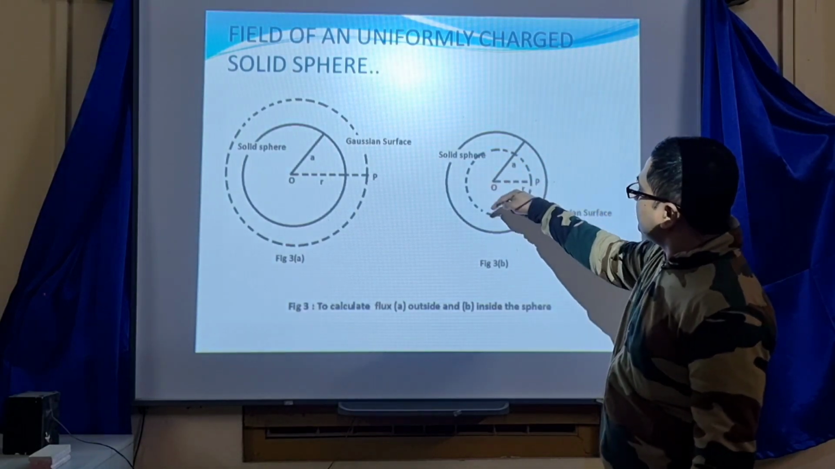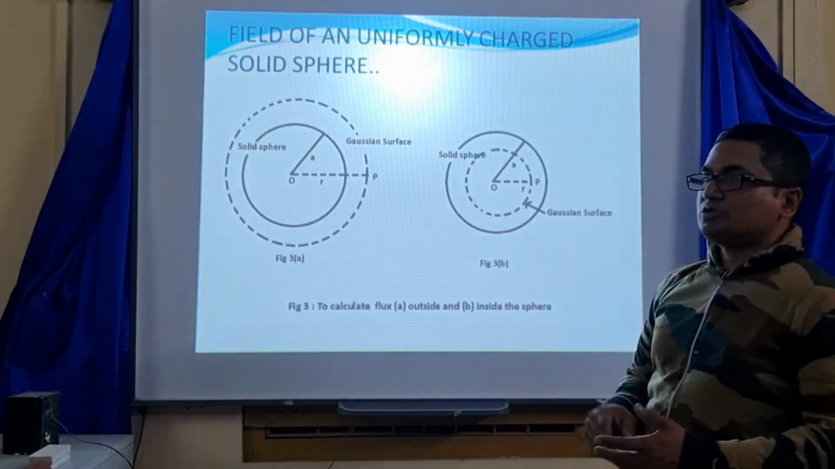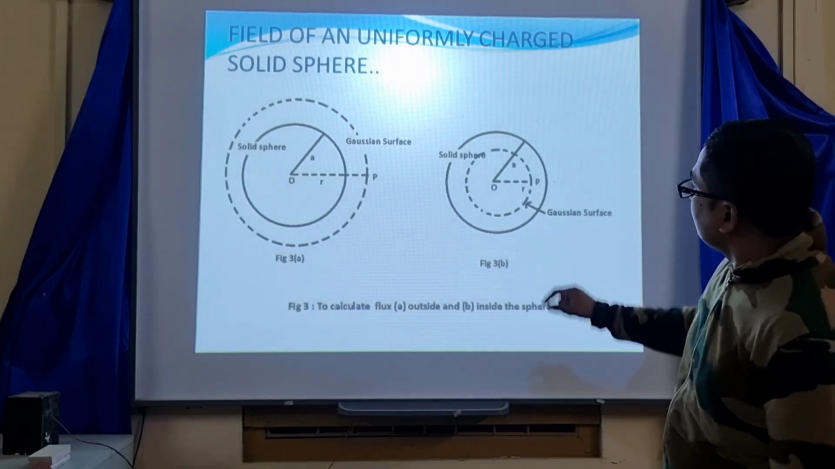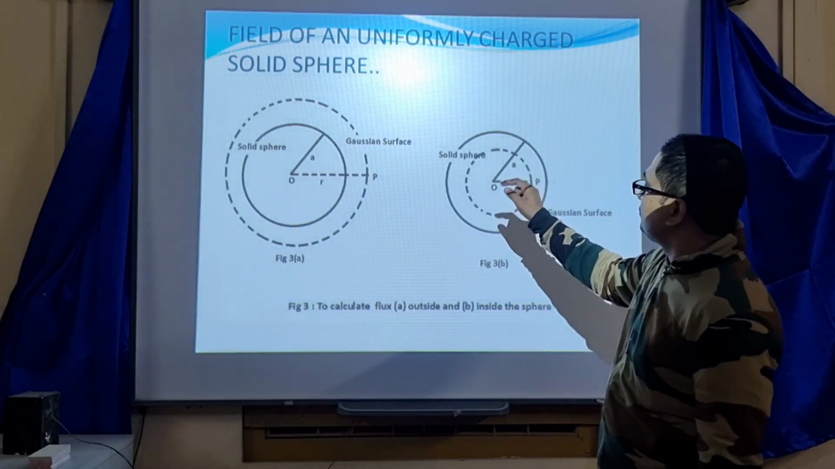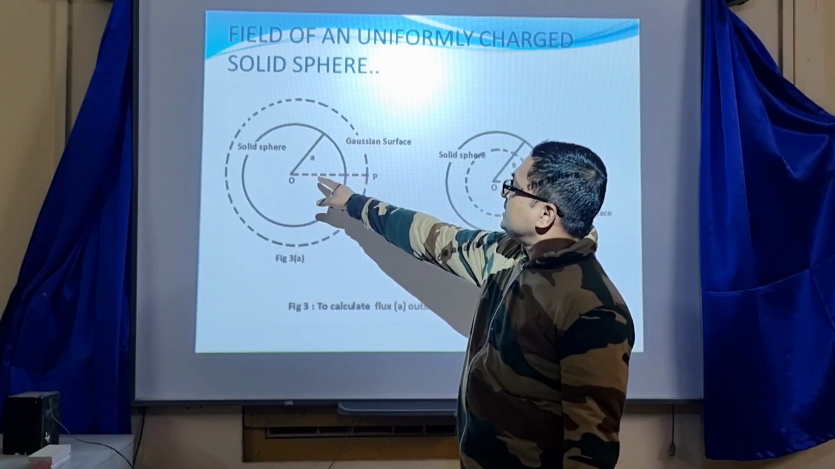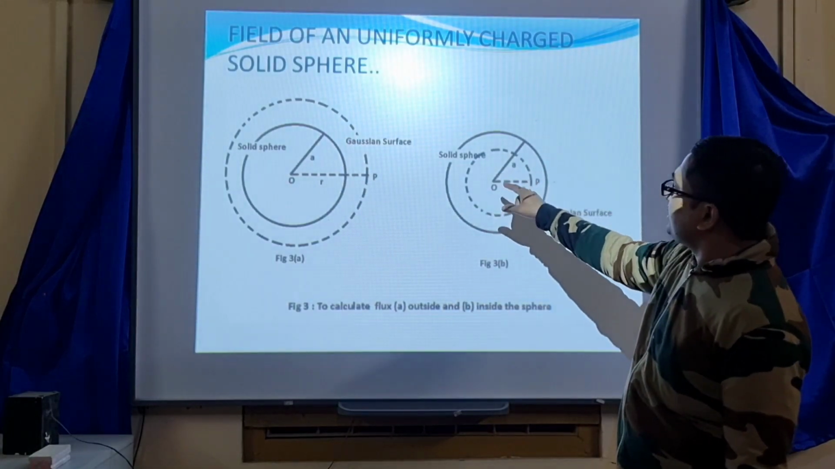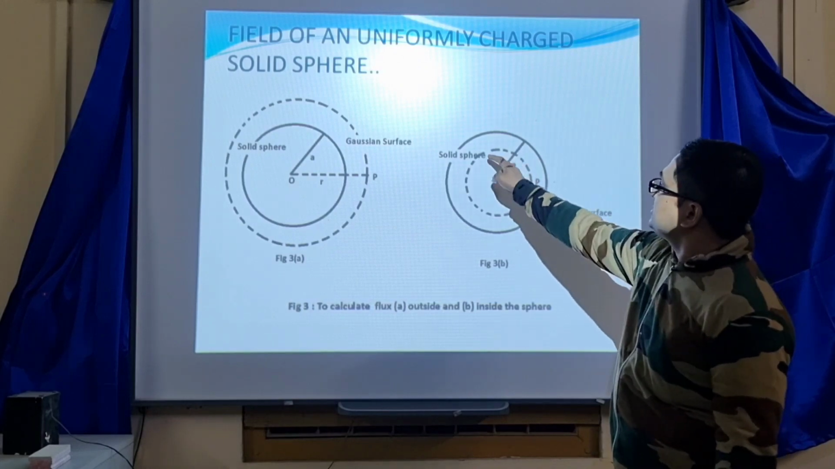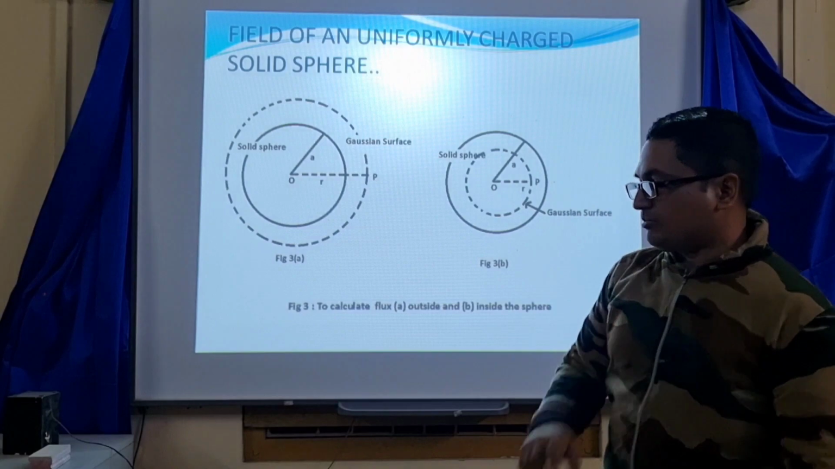The volume enclosed by the Gaussian surface is also spherical. So it is 4/3 π r³, because this surface has a radius r. It's not like the earlier case, where the volume was 4/3 π a³. Here the volume will be 4/3 π r³, because the Gaussian surface is enclosing this amount of volume. So this is a very important point.